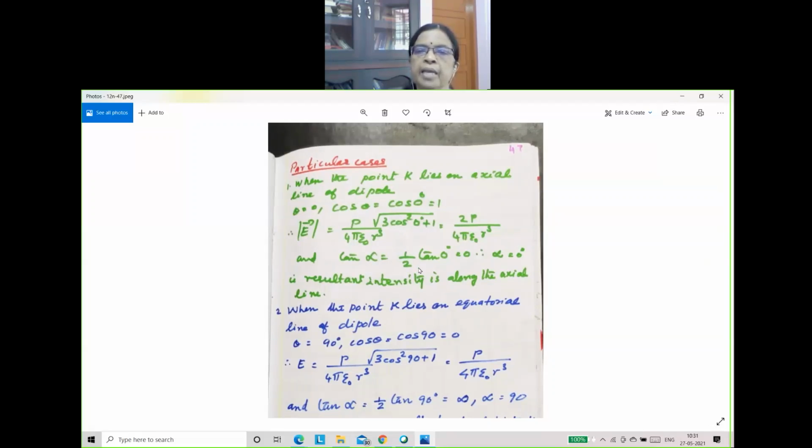When point K lies on the axial line of the dipole, theta becomes 0.